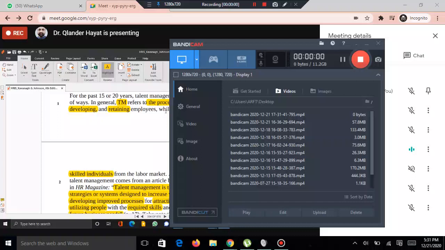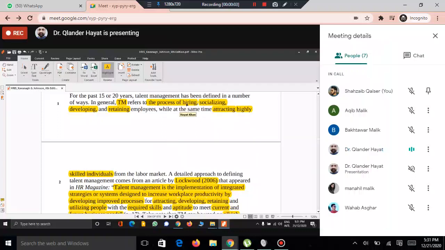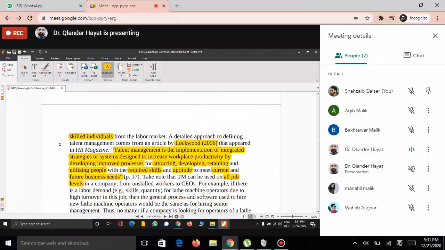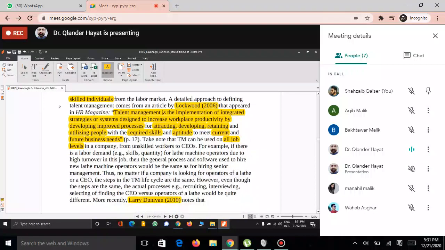Talent management consists of hiring, socializing, developing, and retaining employees, and attracting highly skilled individuals. The second definition, which is part of the Lockwood 2006 article, says that talent management is the implementation of integrated strategies or systems designed to increase workforce productivity by developing improved processes.